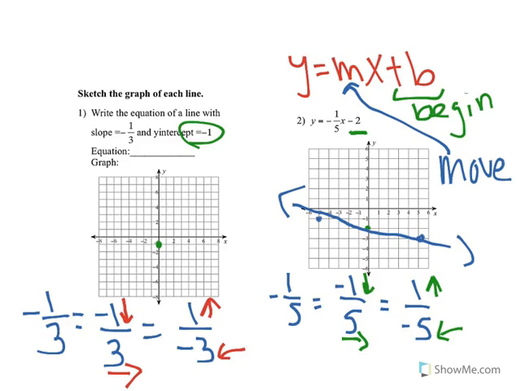So, from our original point at -1, we're going to go down 1 and right 3. Land us here. Or you could go up 1 and left 3. Would put us there. Connect your points, make your line. This question also asks us to write the equation. So just put each of those values into y equals mx plus b. So y equals, your slope is -1/3, so -1/3 x. And then your b value, the y-intercept is -1, so -1.